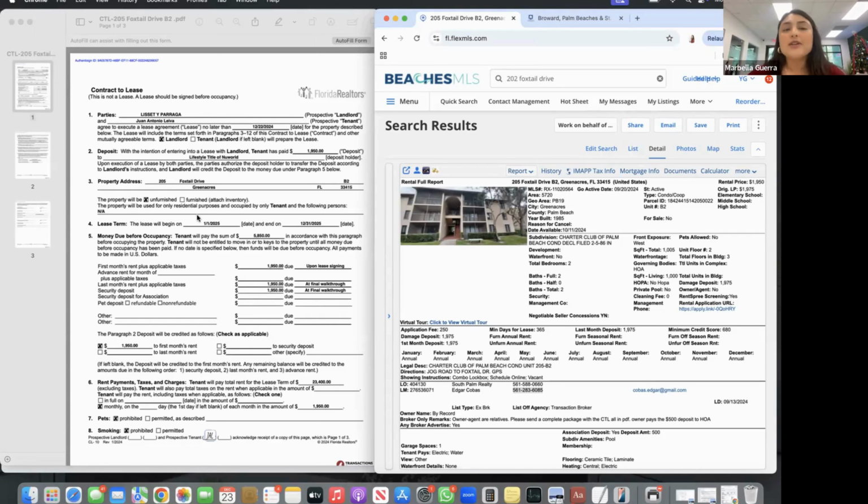Okay. In the property address, self-explanatory, you're going to put the address of the property, making sure that you don't miss any of the unit numbers. Usually if you input the MLS number in transaction desk, it automatically populates it for you. So you don't have to worry about that.